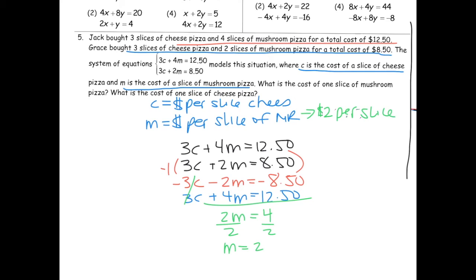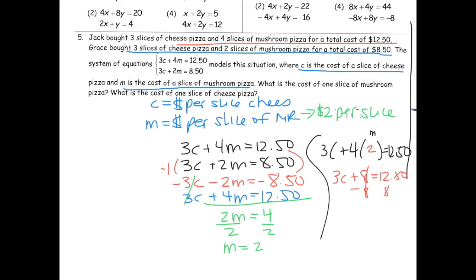All right, now to find the cost for a slice of cheese. So I'm plugging it in. So this is 3C plus 8 is equal to $12.50. Subtract the 8. 3C is equal to $4.50. Divide both sides by 3. Cost for 1 slice of cheese pizza is $1.50. So $1.50 per slice.